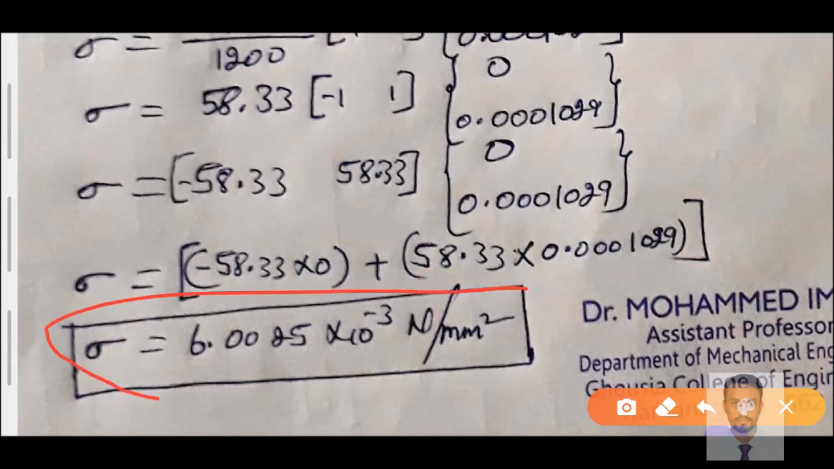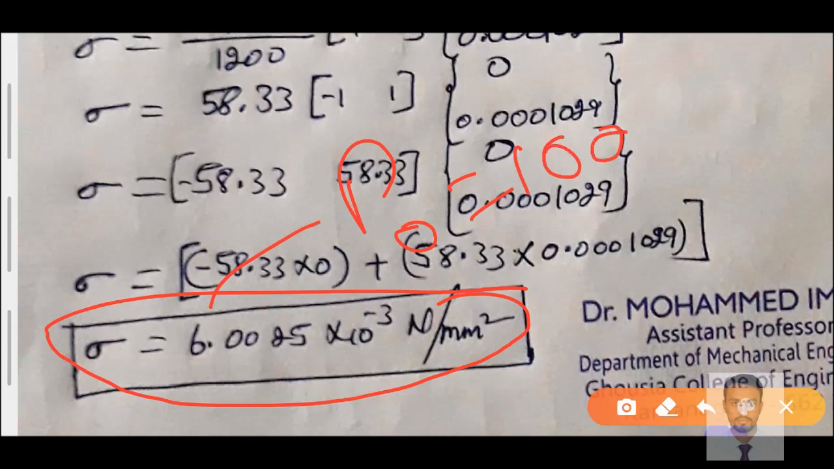The stress in the element due to P naught equals 100 Newton per meter is 6.0025 into 10 to the power of minus 3 Newton per millimeter square.